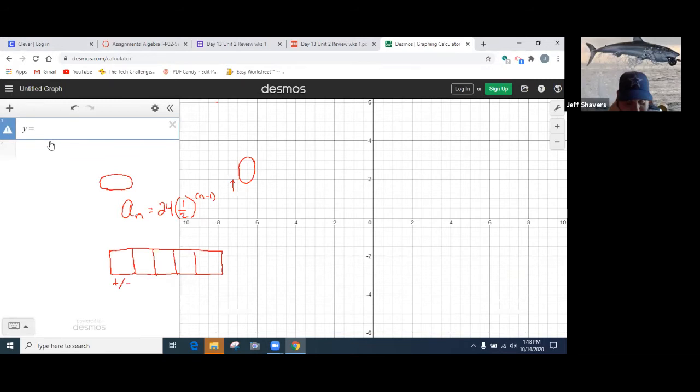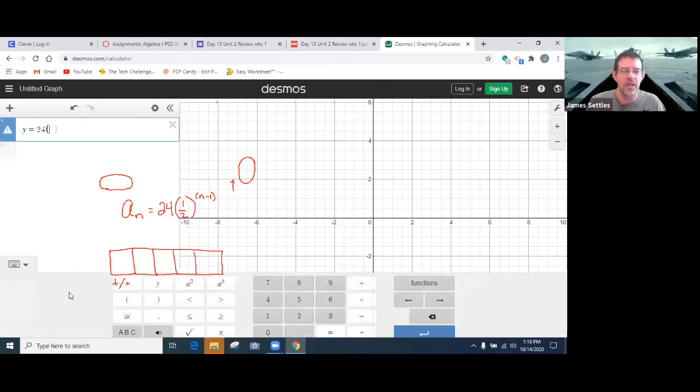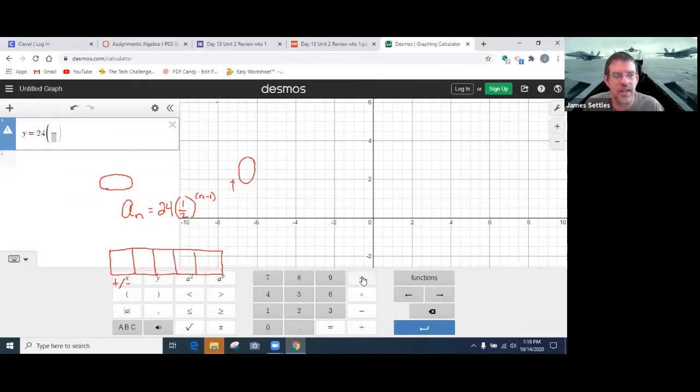So we're going to type in y equals 24, parentheses. Now, remember, to get a fraction, you hit the divide by in this calculator. So divide 1/2. Technically, this means that when you have a fraction, you're actually dividing. And then to get the n minus 1, you have to hit this AB button to make it an exponent. We have to put this in parentheses here, x minus 1.